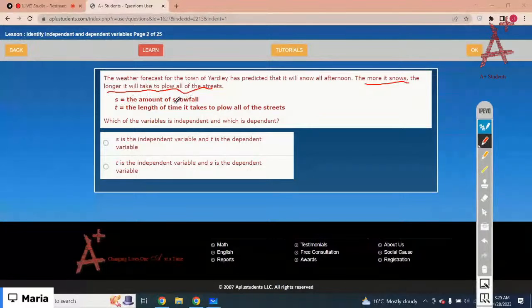Wait. The more it snows, the longer it will take to plow all the streets. That means the snow is the independent variable and the length of time depends on the snow. So S is independent and T is the dependent variable. Option number one is the correct option because it depends on the snow. If we have more snow, then it takes more time. So snow is the independent variable and the length of time is the dependent variable.